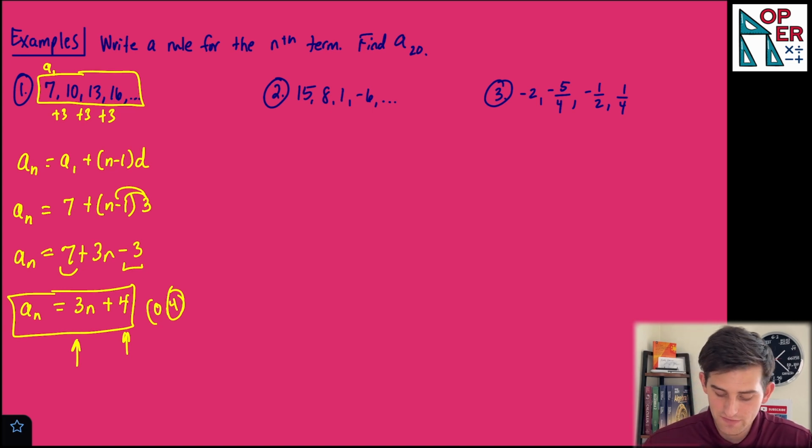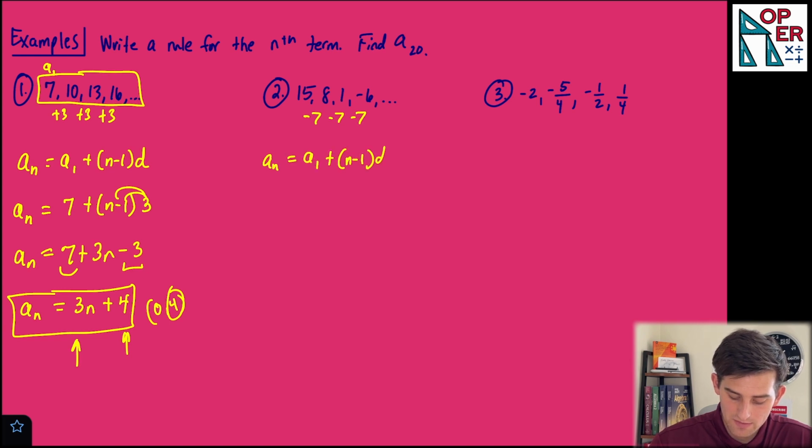All right, number 2: 15, 8, 1, negative 6. So it looks like we're subtracting 7 here. And so now we can write a sub n equals a sub 1 plus n minus 1 times the common difference. Notice how I'm writing the general formula each time. That's a good way to memorize the formula. You might look at that and go, oh, there's no way I'm going to be able to remember that. Well, if you write it down every time you solve a problem, or at least for the first 7 to 10 times, then you'll remember it because you've been writing it down a whole lot.